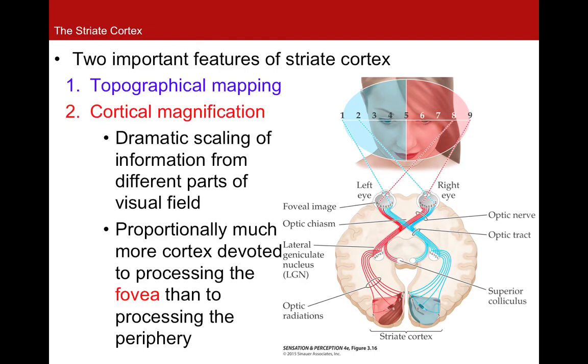So there are a few important points to note about the striate cortex. It has topographical mapping, right? In terms of where the image hits the retina, it's going to hit roughly the same spot in the cortex. Also, there's cortical magnification, which means that there's a lot of scaling of information from different parts of the visual field. And there's a lot more cortex devoted to processing the information from your fovea, which is important for visual detail, than cortical space dedicated to processing the periphery.